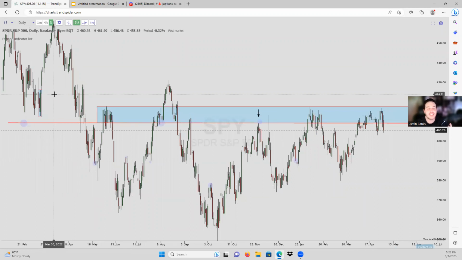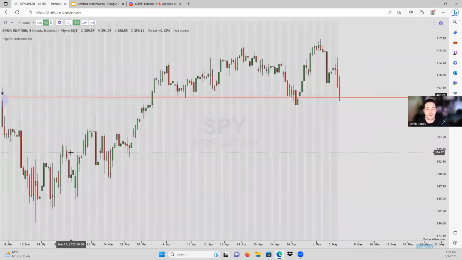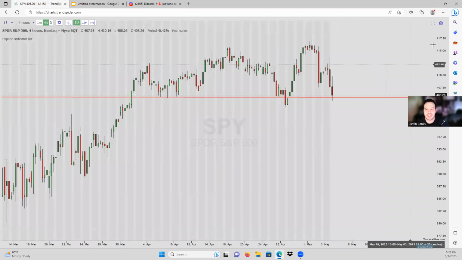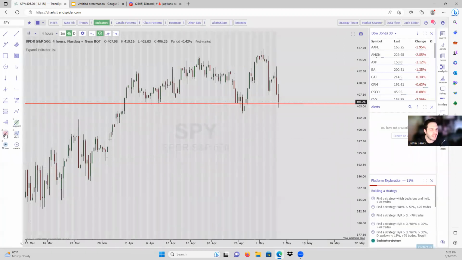Great. Now we looked at the daily and saw, okay, this 410 is a major level. We see it's a major support, it's a major resistance level. And now we can work our way down to the next time frame. So let's go down to the 4-hour time frame. Now, if we're looking on the 4-hour, what do we see when it comes to the 410 level?